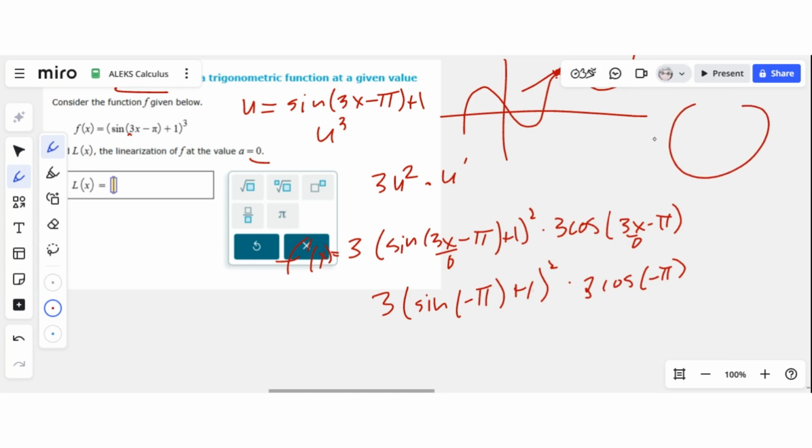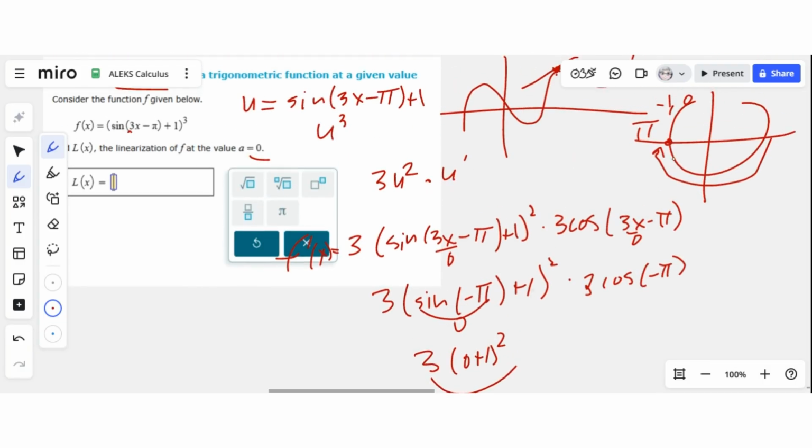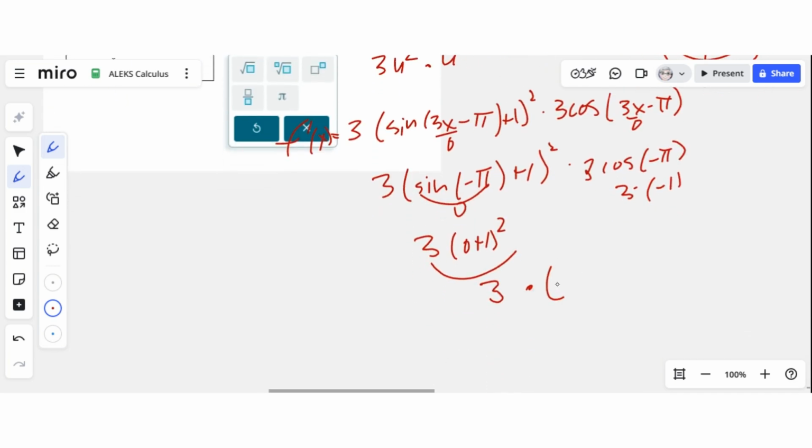And if you think about the unit circle, negative pi is the same as pi if you just go around in this direction. And the coordinates there are negative 1 comma 0. So the sine of negative pi is 0. So this is 3 times 0 plus 1, quantity squared, which is just 1, and 1 squared is 1. So all of this just comes out to 3. And then the cosine of negative pi is negative 1. So this is just 3 times negative 1. So we've got 3 times negative 3, or a negative 9.